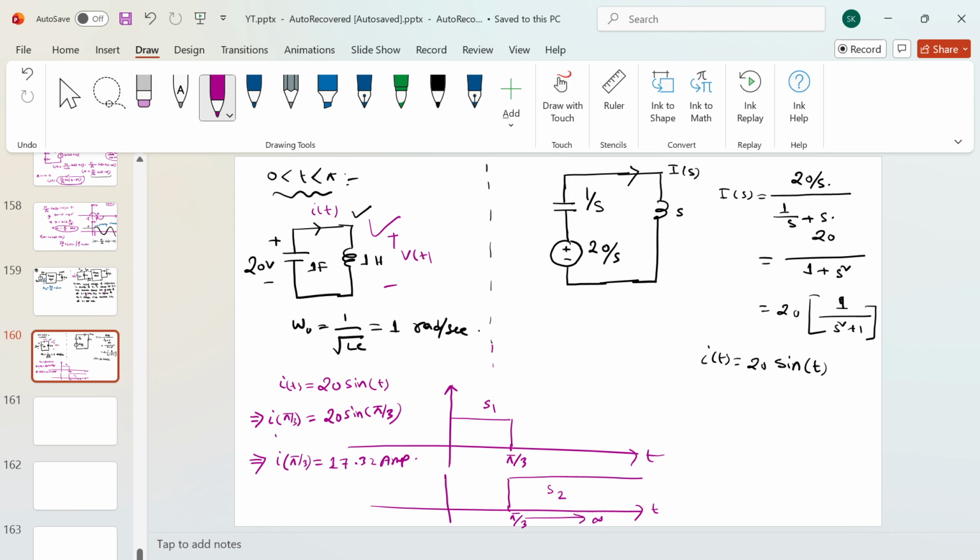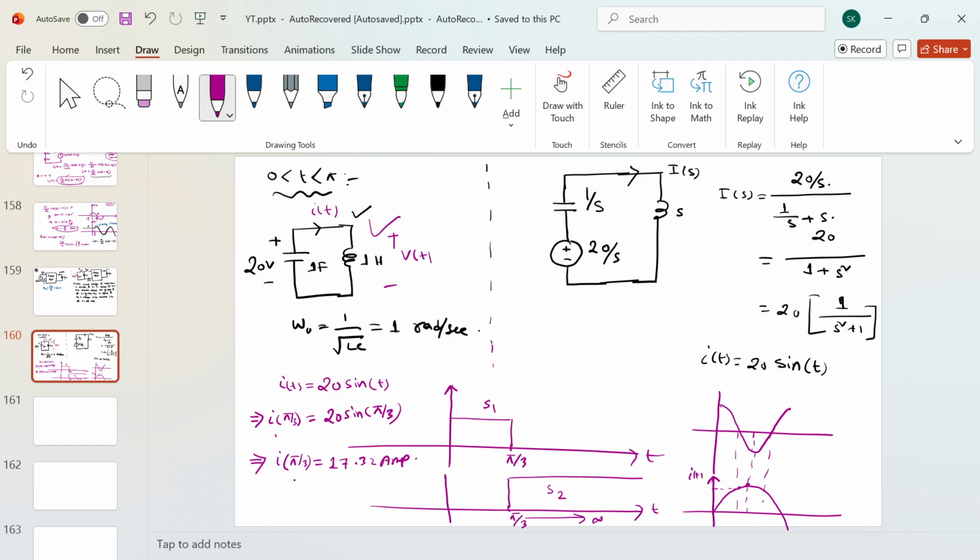Okay. So if you also see the current and voltage expressions, let's say this is the voltage across the inductor. It will be a cosine wave. But the current waveform will be sinusoidal in nature, and at pi by 2 it will have the maximum value of the current. This is my I of t, but I am performing the switching action at pi by 3, so it will be less than 20. So here it will be 17.32.